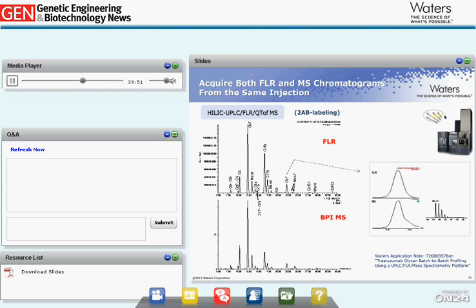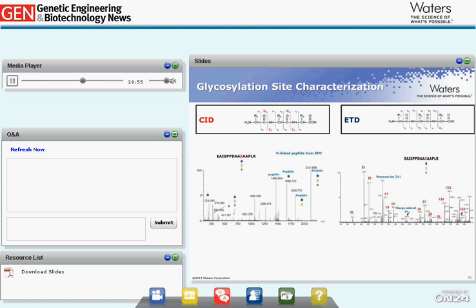Now I'll switch gears a little bit more. Now we talk about intact protein and released glycan. I will touch a little bit on glycosylation site characterization. So everybody knows CID for glycopeptides tends to generate neutral loss ions, versus ETD will keep those glycosylation modifications intact with the peptide and just give the peptide bond cleavage.